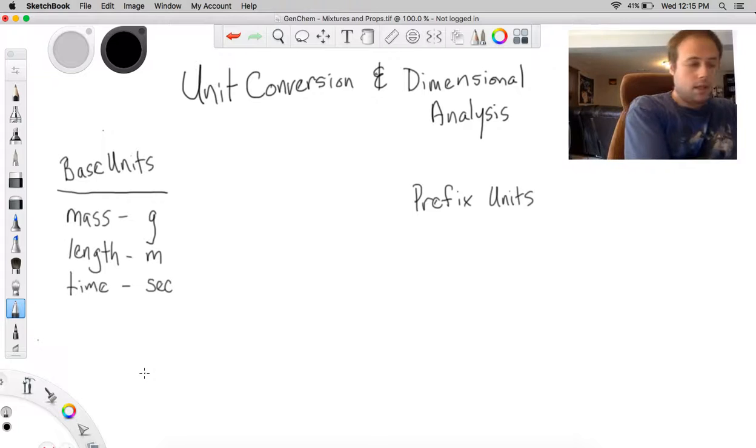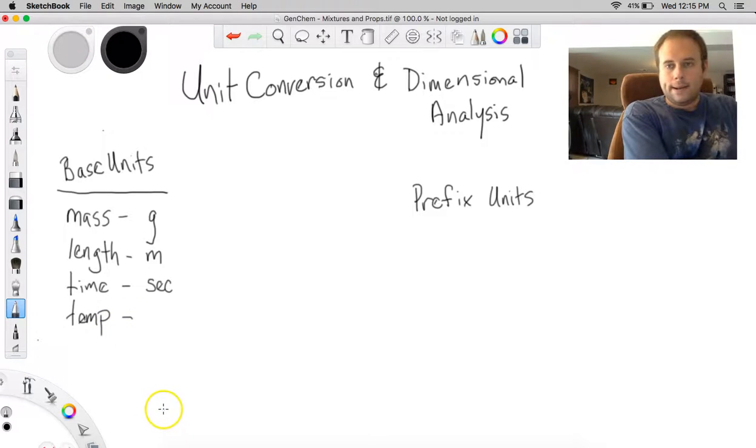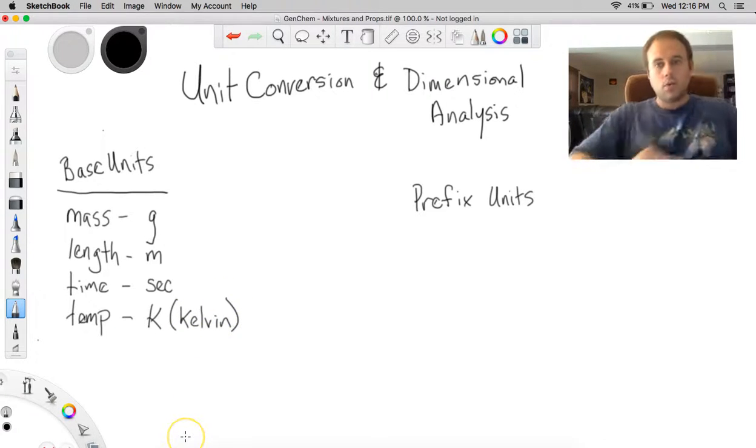Everybody uses seconds. Temperature, a lot of students will actually get confused for temperature until they're more into their general chemistry course. A lot of people think it's Celsius. It's good that you don't say Fahrenheit, because it is certainly not Fahrenheit, and we do use Celsius quite a bit. I would even argue it's sort of a secondary base unit for temperature. But the proper unit is Kelvin with a capital K. Kelvin is the temperature we use as the universal temperature unit.